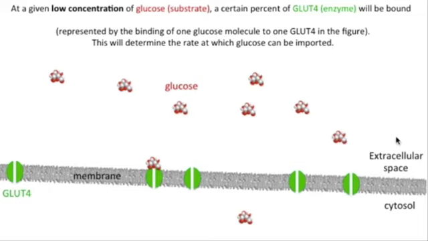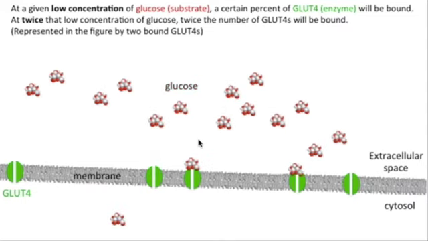So here, for example, I'm representing a certain amount of glucose, and I'm saying at that concentration of glucose on a given area of the membrane, separating the extracellular space from the cytosol, maybe one glucose transporter will be bound. So let's double the amount of glucose. Now, if there's twice as much glucose extracellularly, probably a couple of these are bound, and that means that they will be going in at a rate twice as fast.